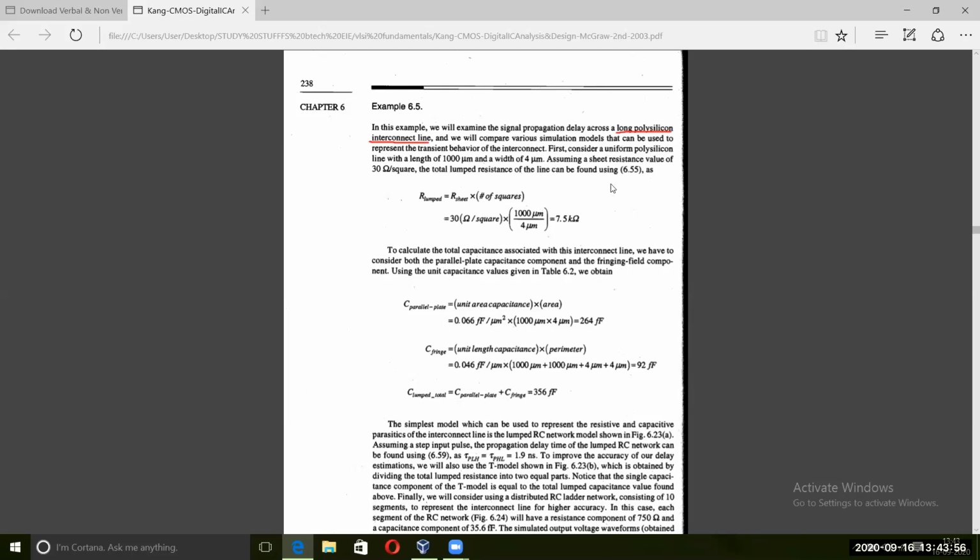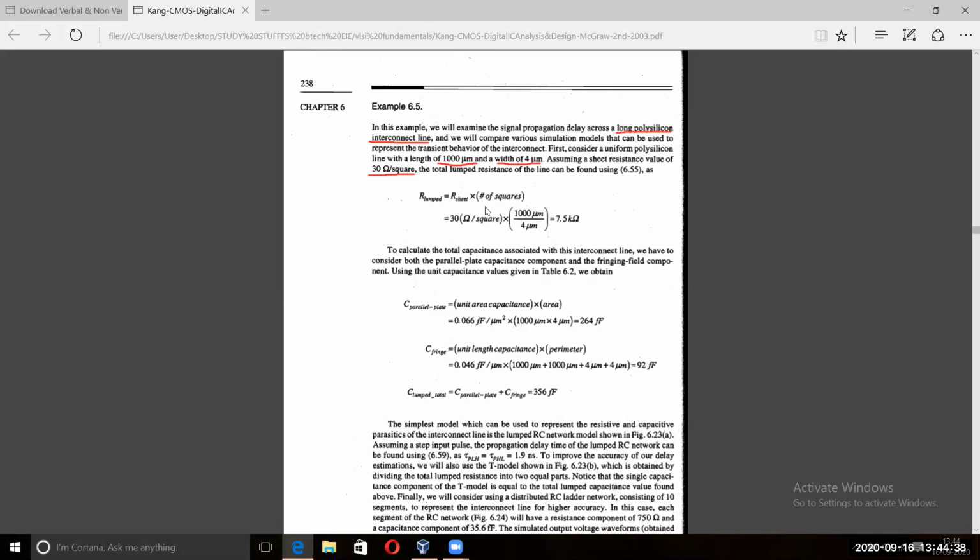Anyone remembers what was the sheet resistance? Please give the answers. What is the sheet resistance? Yesterday or day before yesterday we have discussed. Sheet resistance was rho, resistivity, by the thickness, because that was constant for a given material. So that's why that R sheet is already given here, 30 ohm per square.